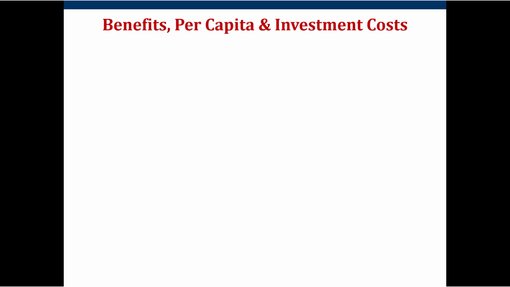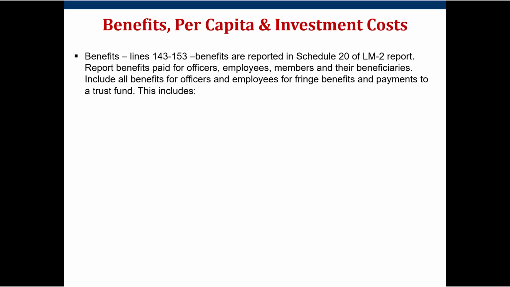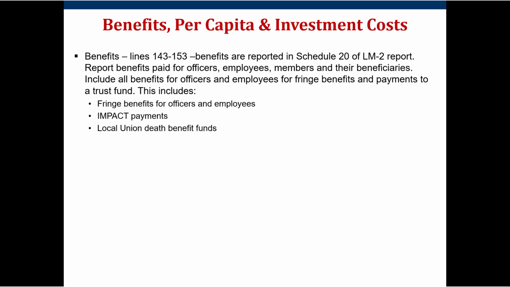The next section is benefits, which is shown from lines 143 through 153. These are fringe benefits paid for officers, employees, members, and their beneficiaries, including payments issued to a trust fund. This would include fringe benefits for officers and members, impact payments, local union death benefit fund payments, and the cost of retiree activities or benefit payments.